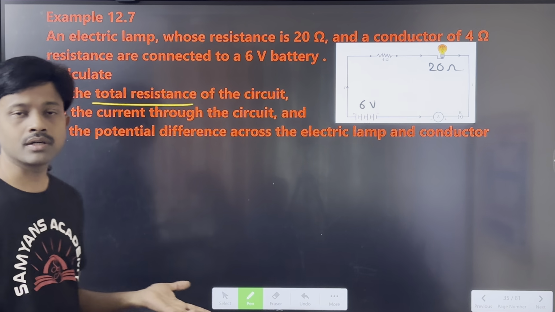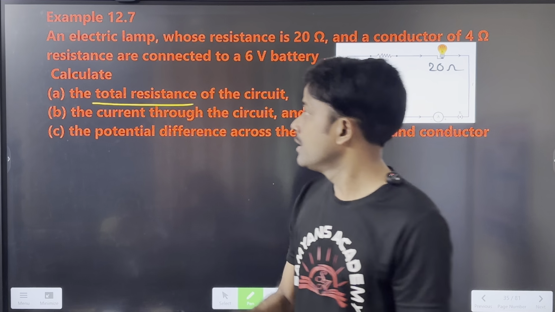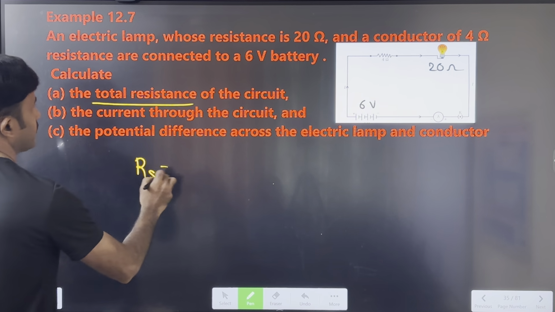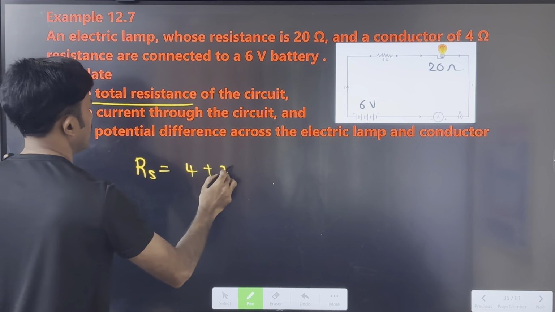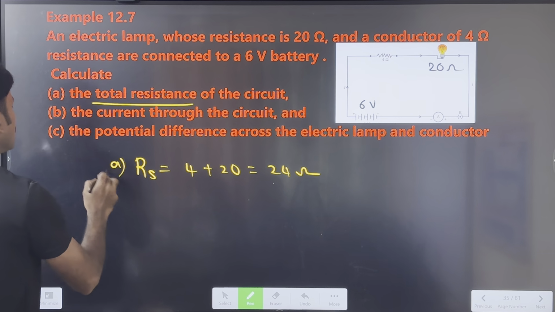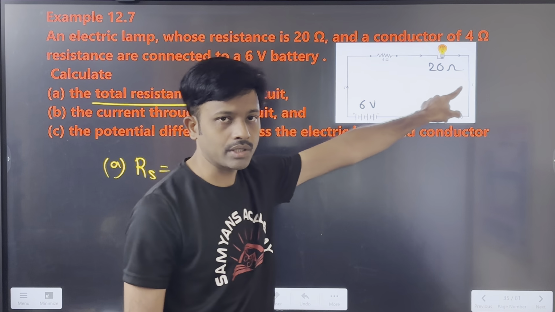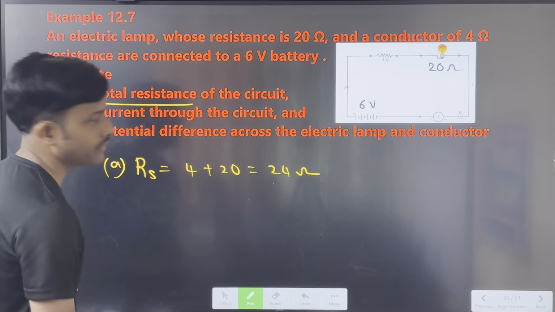You have to find it, right? How do you find the total resistance? When you combine the individual resistances, you will get the total resistance. Yes or no? Suppose here we have the resistances in series combination. When you add these 4 plus 20, 4 plus 20 is how much? That is 24 ohm. And this is the total resistance of the circuit. When you combine these 4 ohm plus 20 ohm, what is the total resistance value in the circuit? That is equal to 24 ohm.